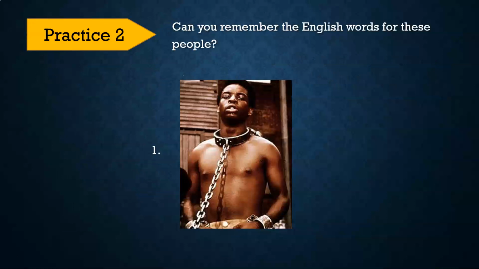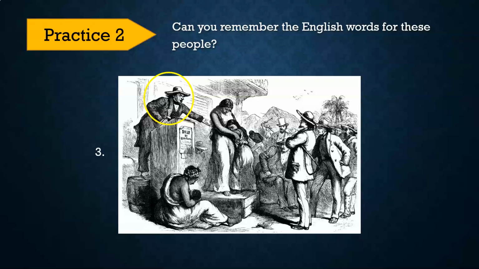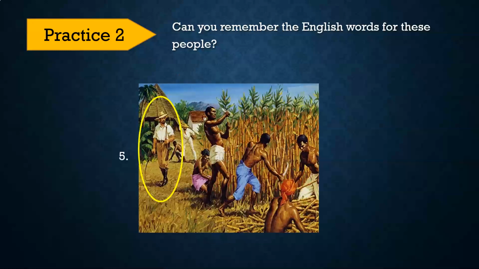Here's a little bit of practice. Do you remember the English word for this? Slave. How about these people? Slave catcher. This man? A slave trader. How about him? A slave master. If you said slave owner, that's also correct. This one starts with an O. Overseer.